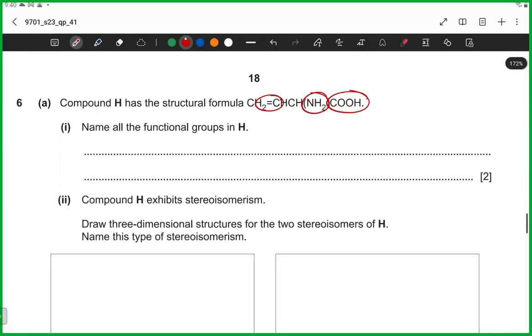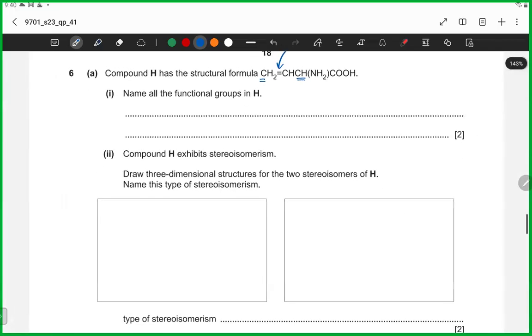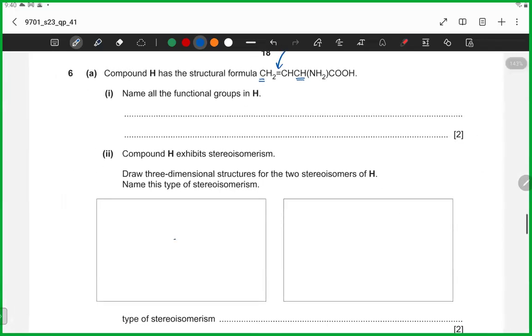So what type of stereoisomers would this have? This one can't be cis-trans because the carbon is bonded to 2 H's, right? It's optical isomerism. So you're going to focus on this carbon atom, right? And draw the 3-dimensional structure. So you have to draw the 3-dimensional structure.